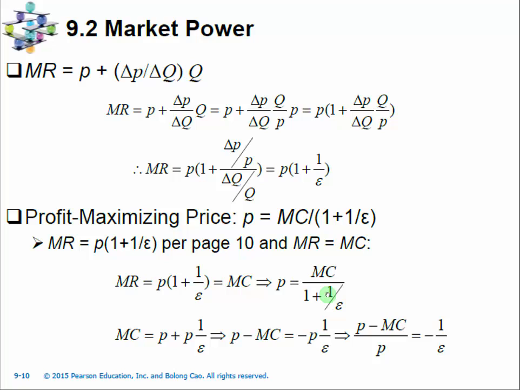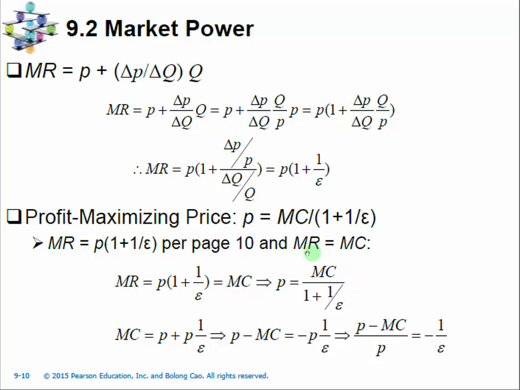This inverse of elasticity of demand, if you remember, is some number between 0 and minus 1. That makes the whole denominator here some number between 0 and 1. It's a positive number. So marginal cost divided by, say, 0.5 means the price will be twice the marginal cost. Or say marginal cost divided by 0.1, then the price will be 10 times the marginal cost.